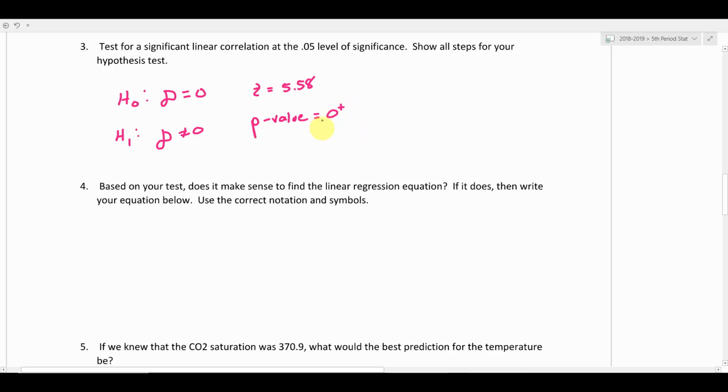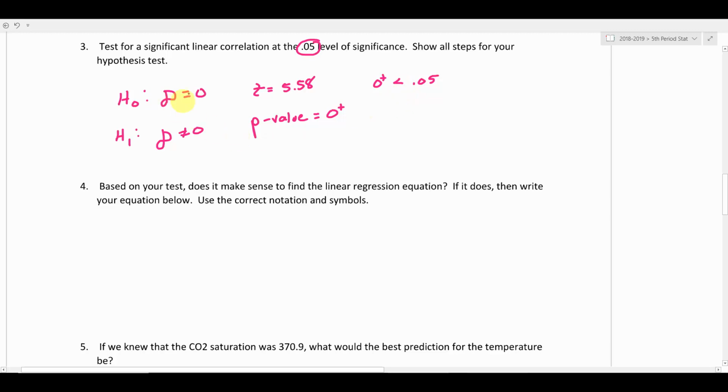All right. So remember, the t-value here tells us that we are 5.58 standard deviations away from what we assumed about the population, which was we assumed the linear correlation coefficient would be 0. Well, we're 5.58 standard deviations away from that expected value. And the probability of that happening by chance is virtually next to none, which means our assumption about this is probably false, right? So we're going to compare that p-value, that 0 plus, to our level of significance, which is 0.05. And 0 plus is clearly less than 0.05.